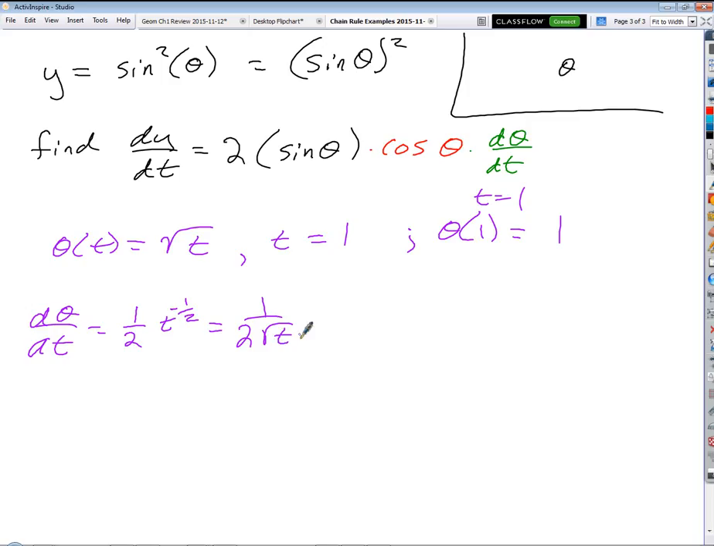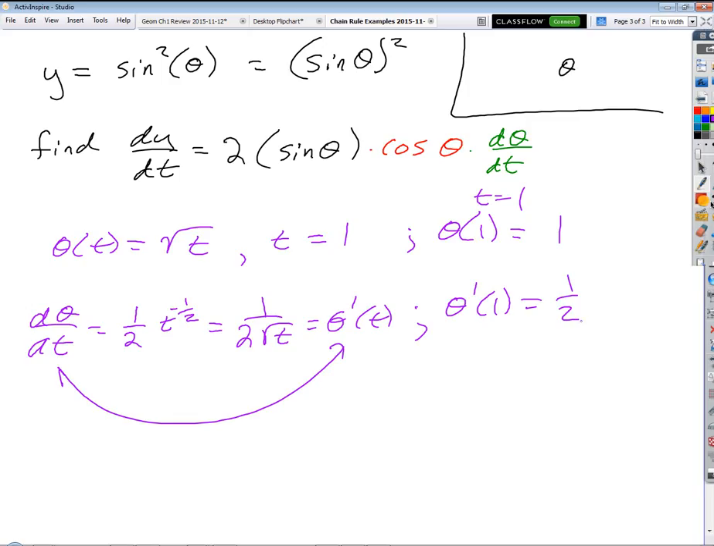We could also call this theta prime of t. Theta prime of t is the same thing as d theta dt, right? Everybody see that? Those are just different notations for the same thing. So then what would theta prime of 1 be? 1/2, wouldn't it? Good, I'm just plugging in 1 for t.